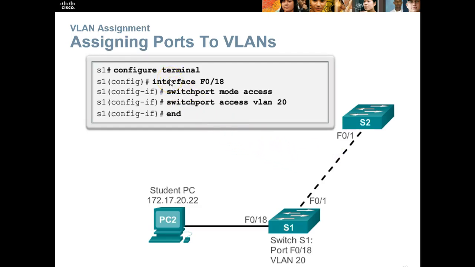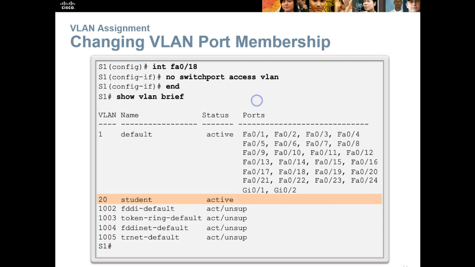Then you can assign an interface to that VLAN. So if you want Fast Ethernet 18 to belong to the student VLAN, which we've made VLAN 20, we numbered it VLAN 20, we called it student. Switch port mode access, you're making that port an access port, and then you give that access VLAN 20. And that's it. And now 18 is in VLAN 20.